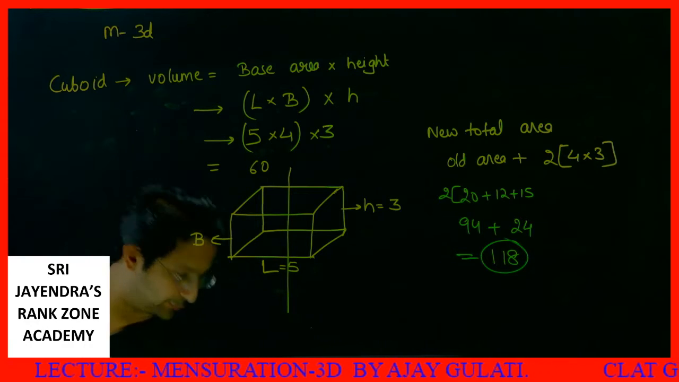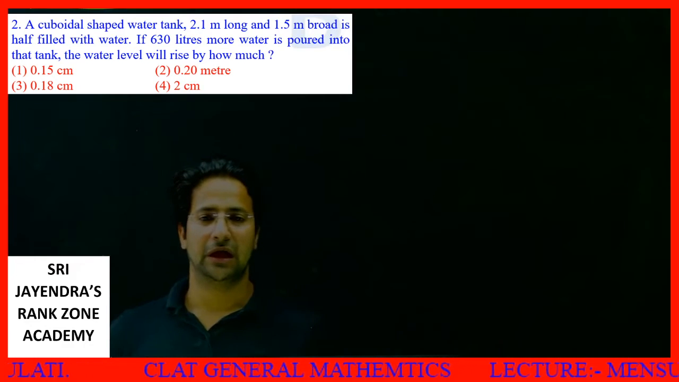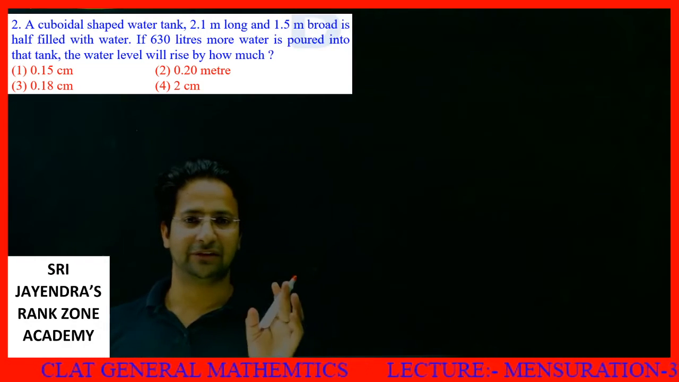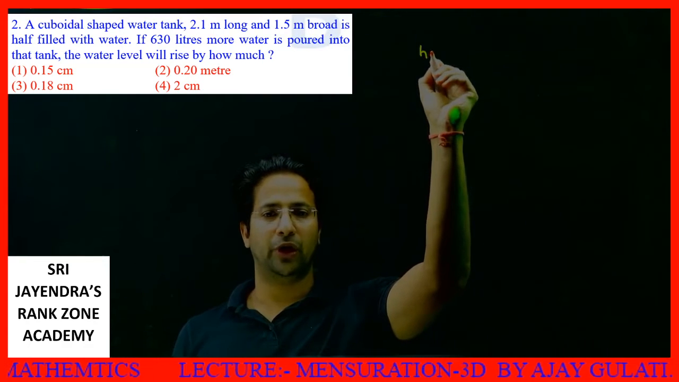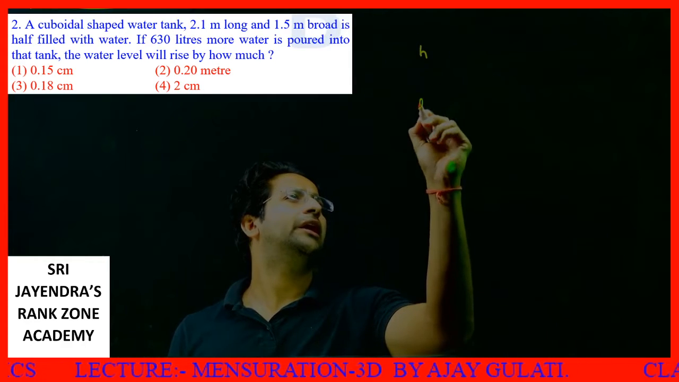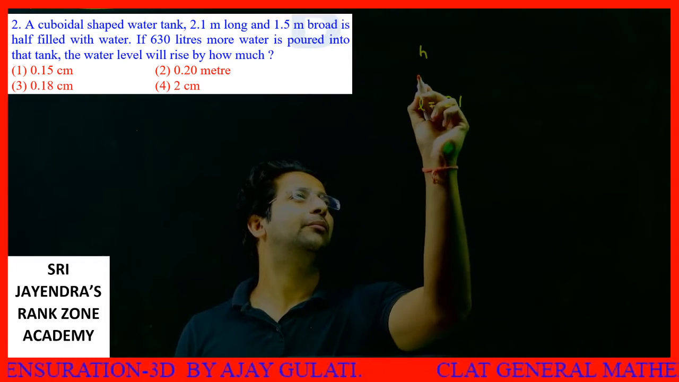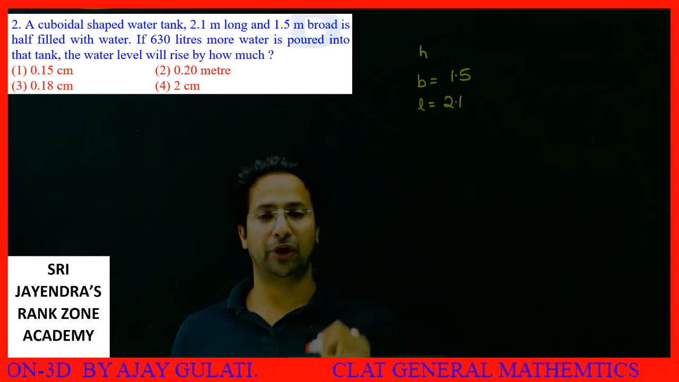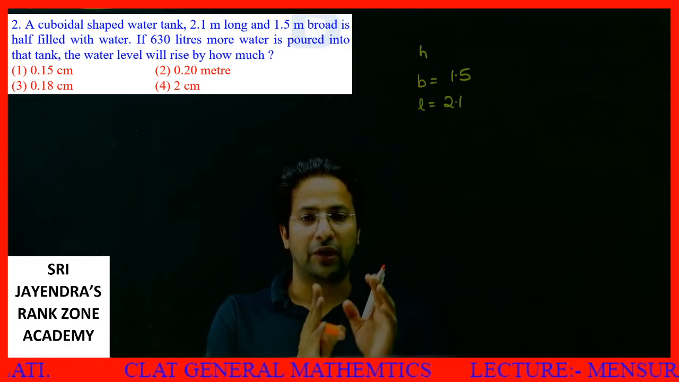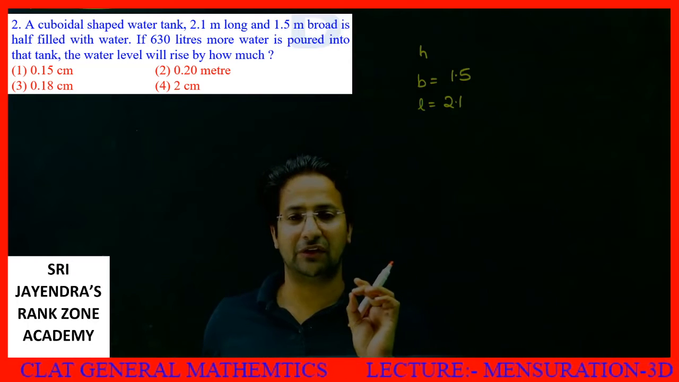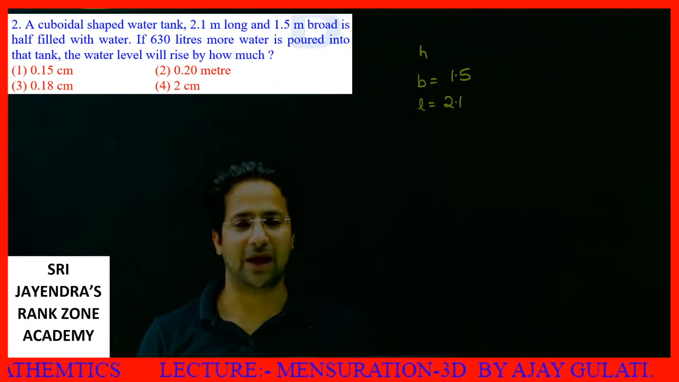Okay, let's move ahead now. Next question, dear students. A cuboidal water tank has dimensions 2.1 meter long, length, and 1.5 meter broad, breadth. A water tank 2.1 meter long, 1.5 meter broad is half filled with water. If 630 liters more water is poured into the tank, the water level will rise by how much?